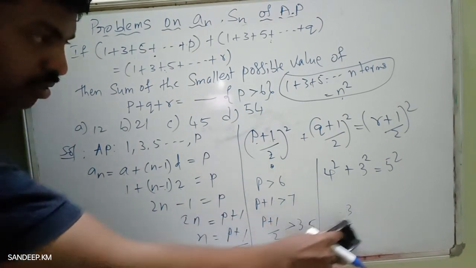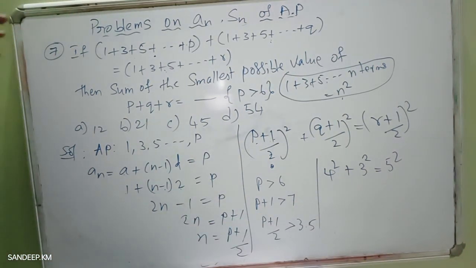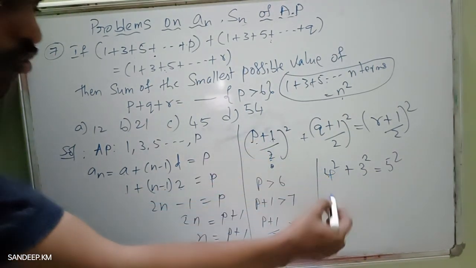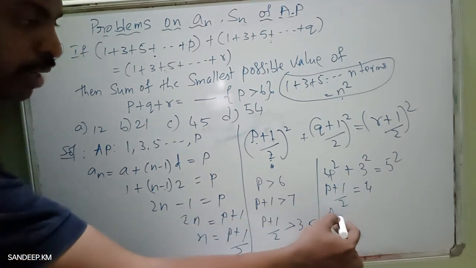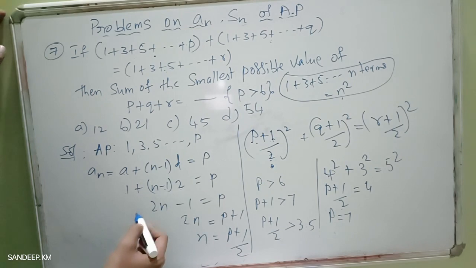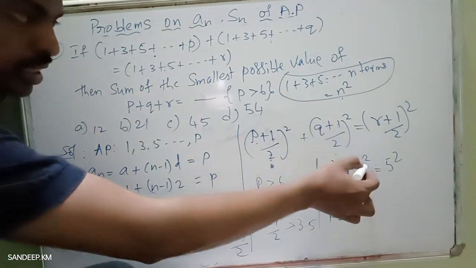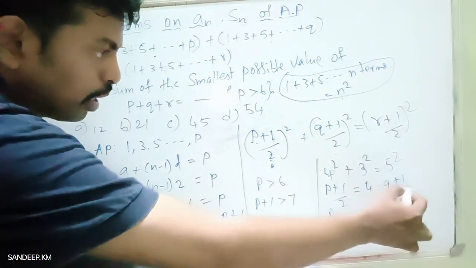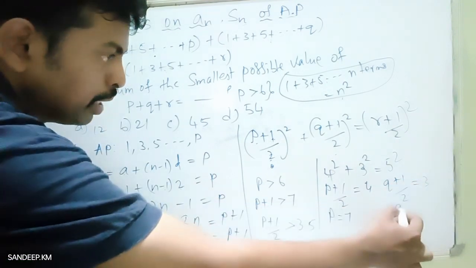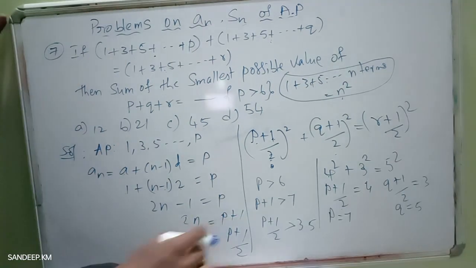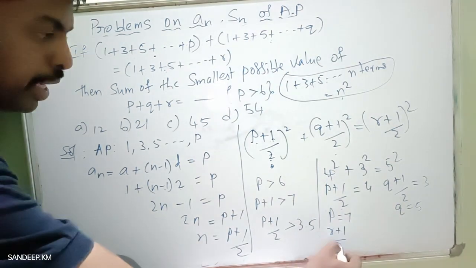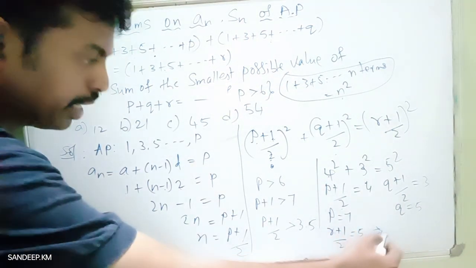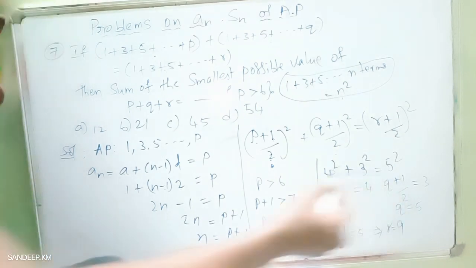A small correction, p is not 4. Where (p plus 1) by 2 is 4, cross multiply and we get p is equal to 7. Okay, now next, (q plus 1) by 2 is equal to 3. Cross multiply, q is equal to 5. And next, (r plus 1) by 2 is equal to 5. Cross multiply and then r is equal to 9.